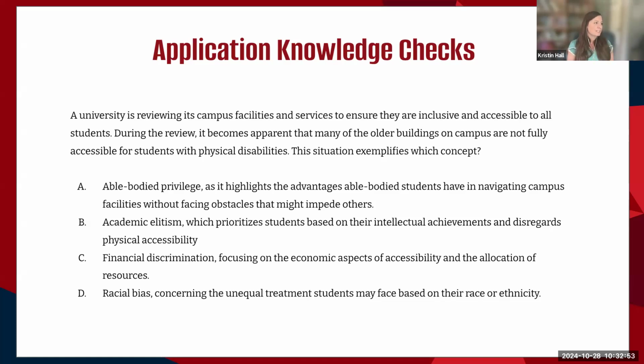But here's an example of an application question that they had to do. A university is reviewing its campus facilities and services to ensure they're inclusive and accessible to all students. During the review, it becomes apparent that many of the older buildings on campus are not fully accessible for students with physical disabilities. This situation exemplifies which concept? So it's also longer. You have to read the question, you have to read the answers and digest that information, without it being a simple, okay, here's the right answer. Really thinking about what they've learned and how it applies.